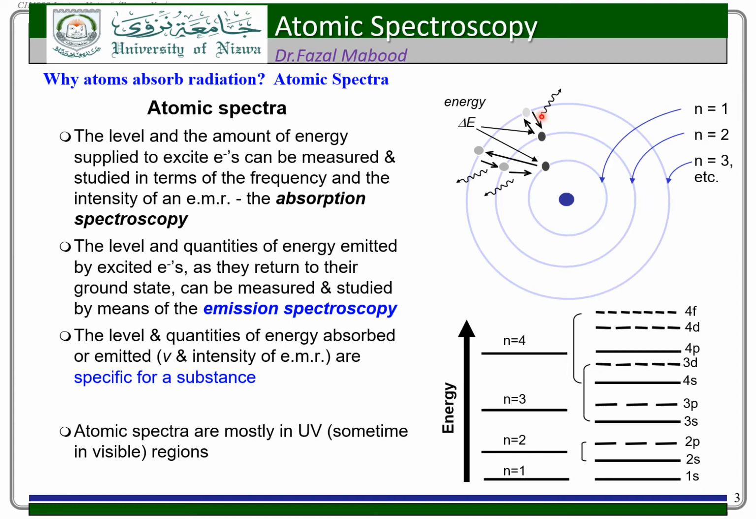When the electron comes back to its ground state, the extra energy it emits in the form of light, and that light we call emission, and we can measure that emitted radiation. The kind of spectroscopy in which we are measuring the emitted radiation we call emission spectroscopy, and the kind of spectroscopy in which we are measuring the absorbed radiation, we call absorption spectroscopy.